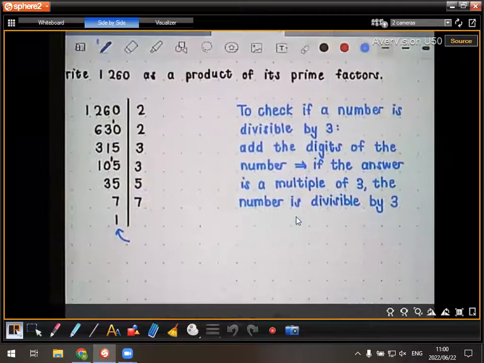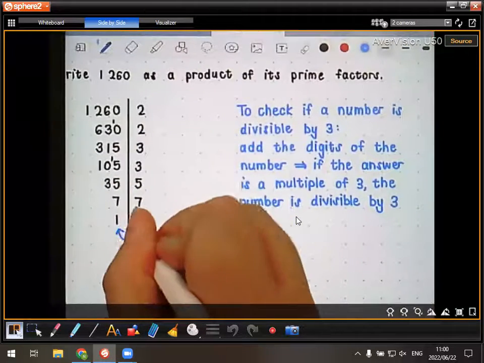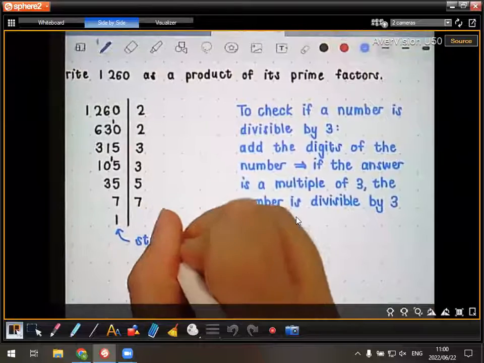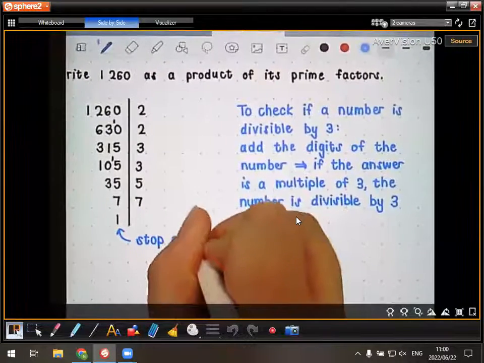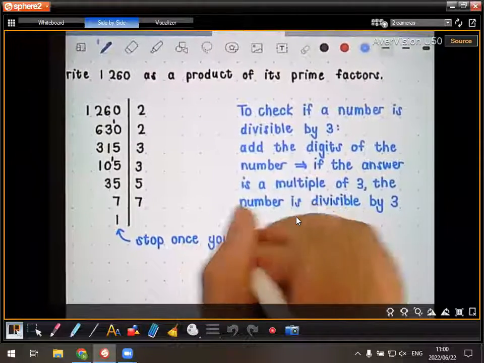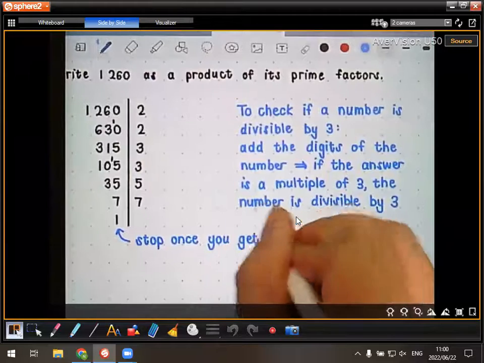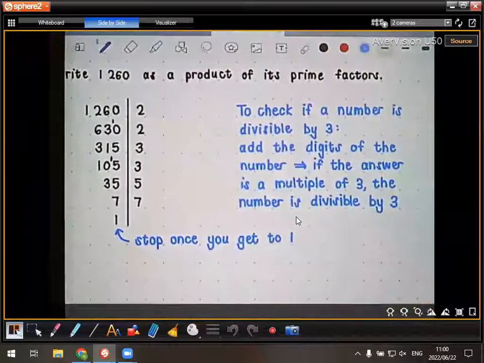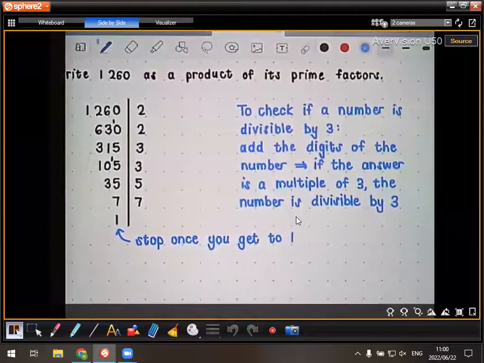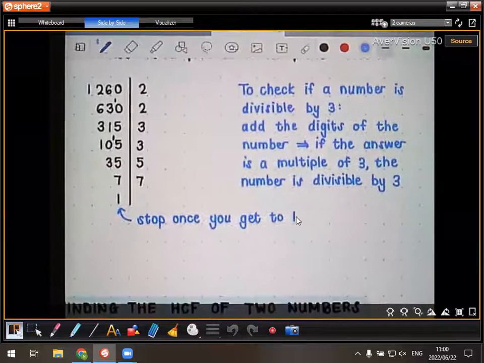Okay, so stop once you get to 1. That is how you know that you are done.